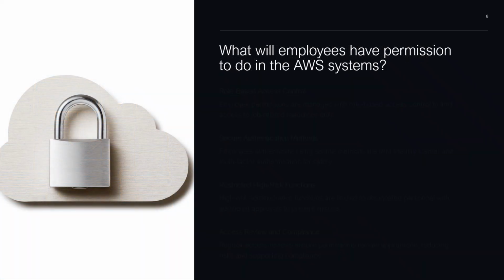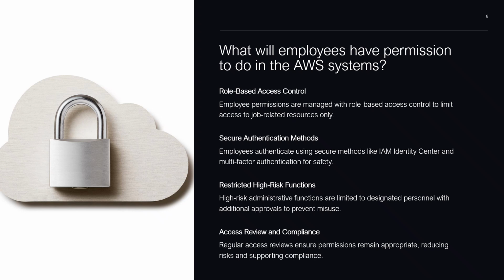Moving to the eighth question on the eighth slide, what will employees have permission to do in the AWS systems? Employees' access should be controlled through role-based access control and the principle of least privilege. Employees should access only the systems and information necessary to perform their jobs. Secure authentication methods such as IAM Identity Center and MFA should always be used, and restricting high-risk administrative permissions helps reduce the likelihood of accidental or intentional misuse.